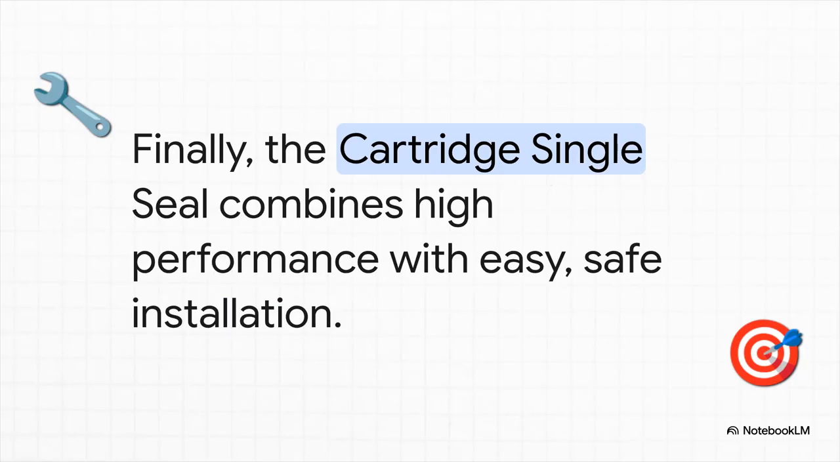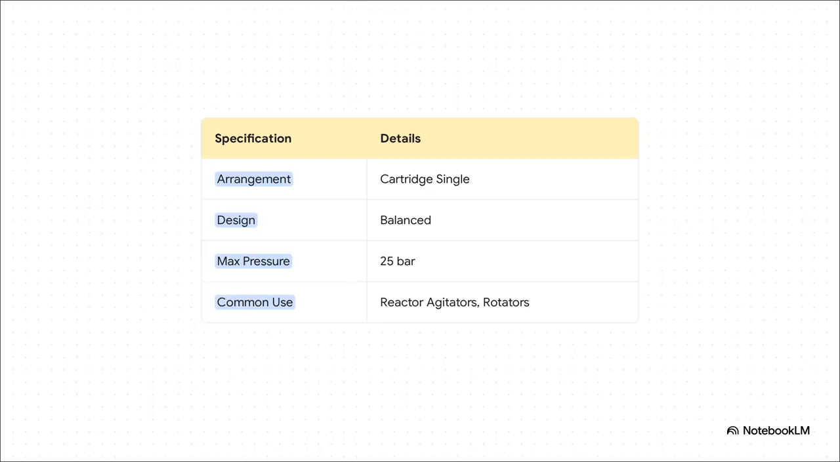And last but not least, our final specialist. This one is all about combining some serious high-performance capabilities with making installation as easy as possible. Meet the cartridge seal. So yes, its balanced design can handle some pretty high pressures, up to 25 bar. But its real genius is that cartridge arrangement. The entire seal, all the delicate parts, comes pre-assembled in one single unit. This completely removes the guesswork during installation, which is a massive deal for critical equipment like industrial reactors, where you just can't afford to get it wrong.